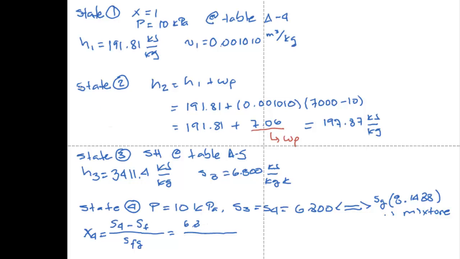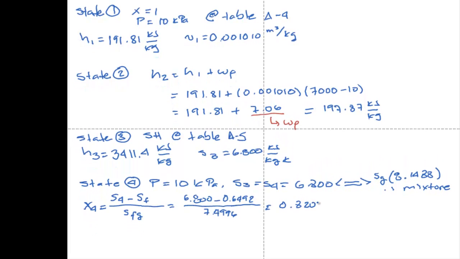We use the values that we have. 6.8 is the value for entropy for state 4, and we subtract SF, that is the entropy at saturated liquid at 10 kilopascal, and we divide it by SFG, which is the difference between saturated vapor and saturated liquid. It is the entropy of vaporization, and this value will give us the quality. We have a quality of 0.82.